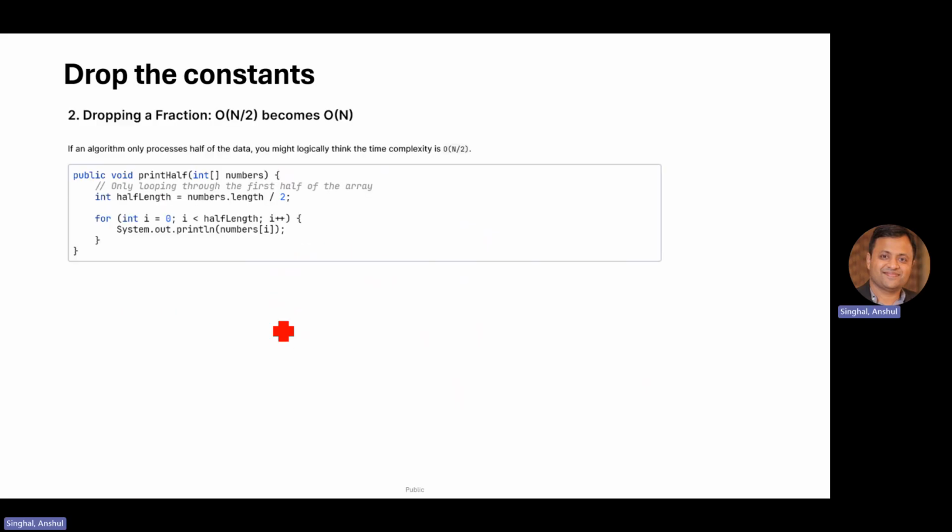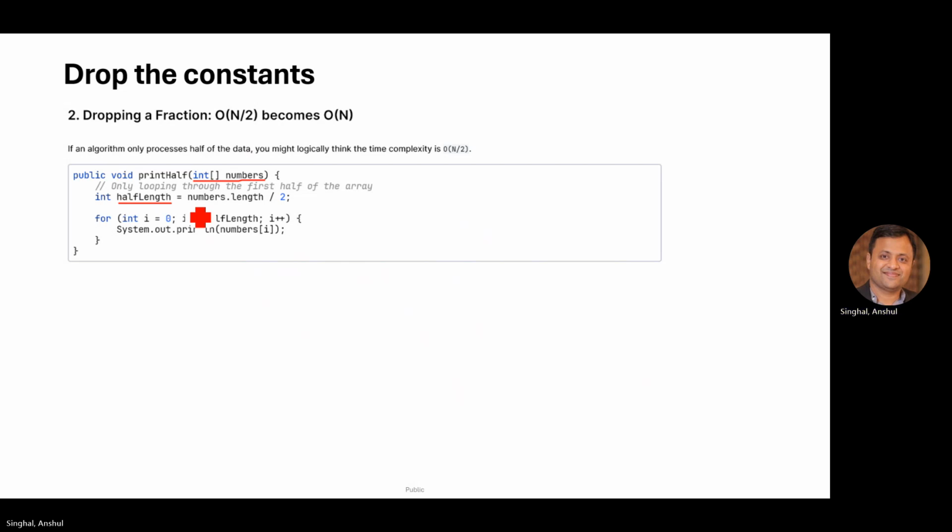Then another example is if an algorithm only processes half of the data. As I said earlier, whenever we want to determine the time complexity, we start by analyzing what we are doing in the function. We are taking an array as the input, then determining its half, so the number of elements divided by 2, right?